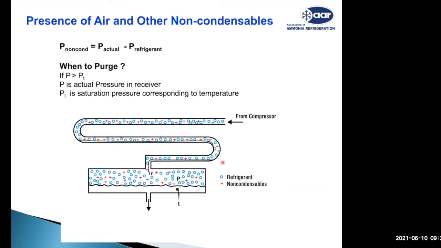So how do I know whether my plant has non-condensable gases? One way is that I can measure the temperature of the refrigerant in the receiver, convert it to its equivalent saturated pressure, and then measure the actual pressure. The pressure difference between the actual pressure and the saturated pressure corresponding to the liquid temperature is the non-condensable gas that quantifies the non-condensable gases in our plant.